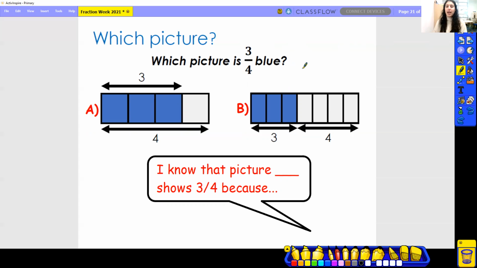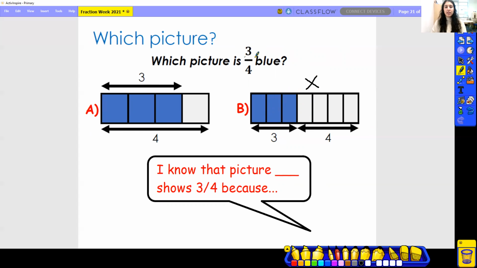So hopefully you said the denominator tells me that there are 4 equal parts in the whole. So which one of my shapes has got 4 equal parts? Well, this one's telling me that I've got 4 equal parts in my whole. This one is saying that I've got 3 parts here and 4 parts here, which we know is altogether 7 parts. So it can't be this one.